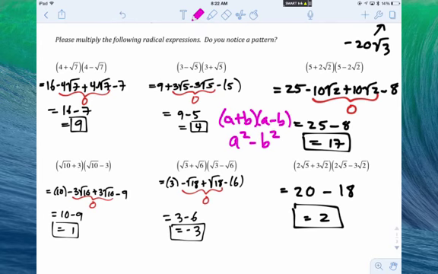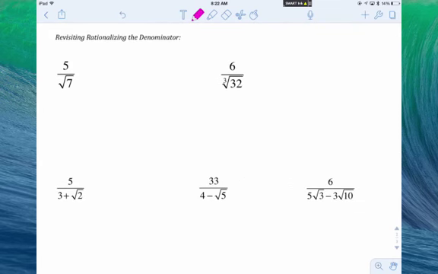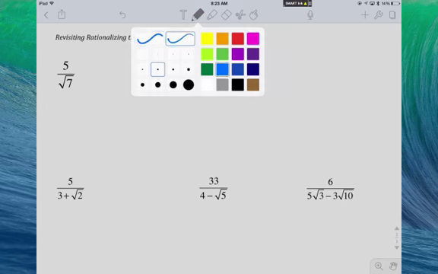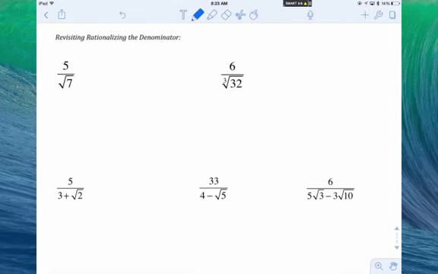I want to revisit the concept of rationalizing the denominator. Remember that in general, we really don't like having irrational numbers in the denominator of a fraction. The square root of 7 is a number, it's fine, but it's really not a very nice number, and we really just don't like to have that in our denominator. It makes it kind of hard to work with this fraction. So we much prefer to not have an irrational number in our denominator. We like a rational number like 2 or 3 or something like that.